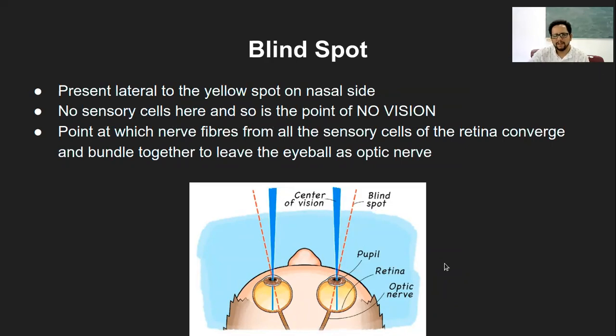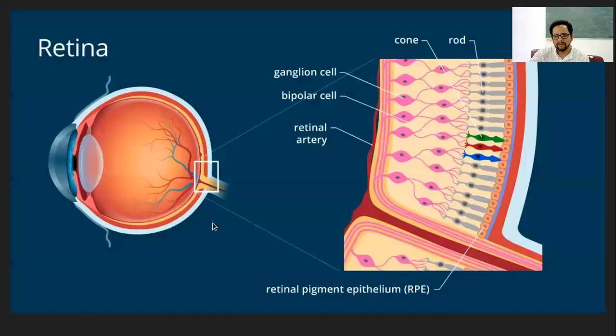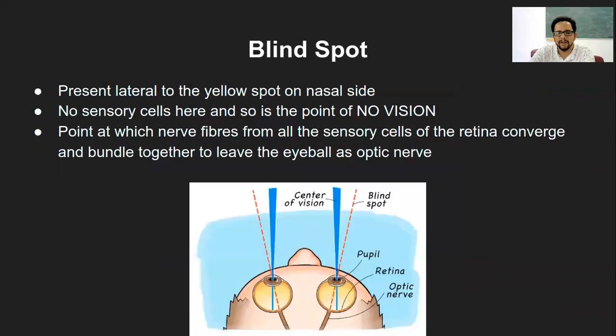And why is that the case? Because, again, I'll go back to this diagram. You can see the place where the optic nerve is originating, there are no nerve cells. So if the light entering the eyes converges at this particular point, it will not give rise to any signal because there are no sensory cells, and that is why it is called the blind spot. If the focal point of the image falls at the blind spot, you won't be able to see the object. On the contrary, if it is the yellow spot, you will see the best version of that image.